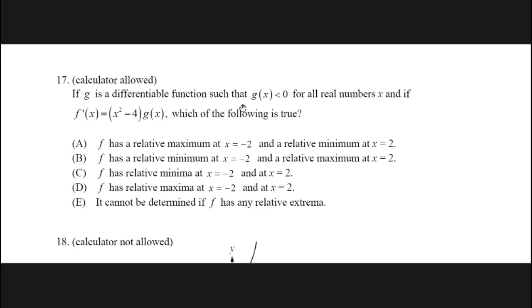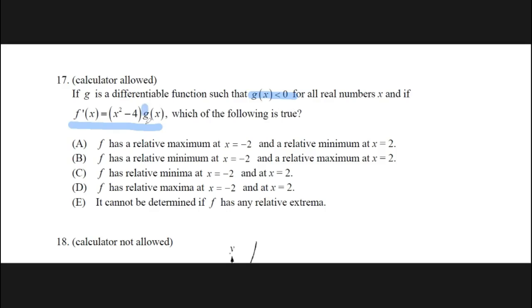Okay, so 17 was also a calculator allowed, but what makes 17 a little bit trickier than the rest of them is your calculator is almost useless for 17, right? Like you're told that g of x is differentiable, but this is the key ticket, g of x is always negative. This is my derivative. Which of the following is true?